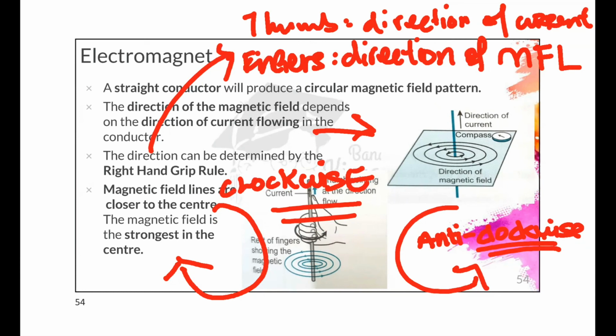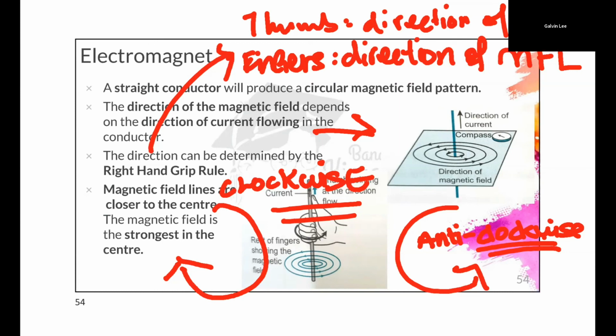I'm talking about the magnetic field lines, why they are closer to the center. It is the same idea as the magnet. Whenever you are closer to the poles, they will get stronger and stronger. In this electromagnet, it's the same thing. Whenever you are closer and closer to the conductor, it will get stronger and stronger. That is why the magnetic field lines are closer to each other in the center, because they are closer to the conductor.